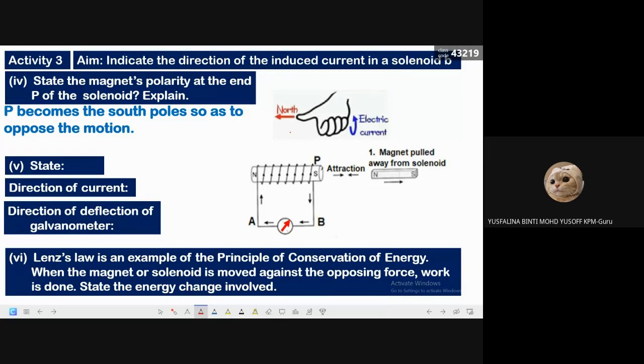Then you can use the right hand grip also to find the direction of the magnetic field, right? Whether it moves clockwise or anti-clockwise. But then it also can be used to determine the pole of the magnet, right?